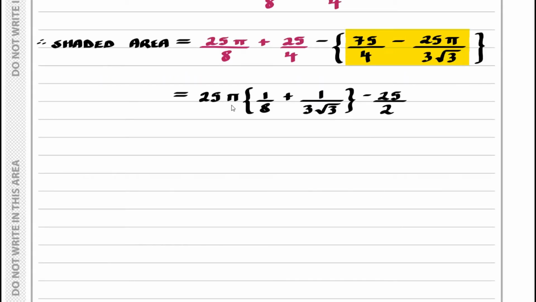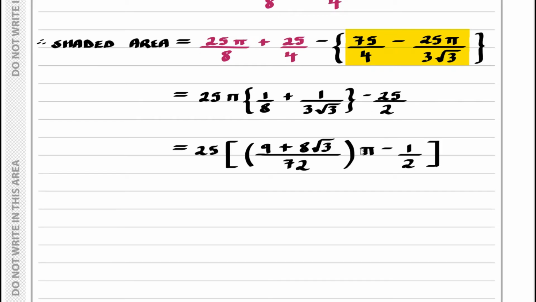What we end up with is 25π multiplied by 1/8 plus 1/3√3, subtract 25/2, which would simplify to 25 multiplied by 9 plus 8√3 over 72, multiplied by pi, subtract 1/2.